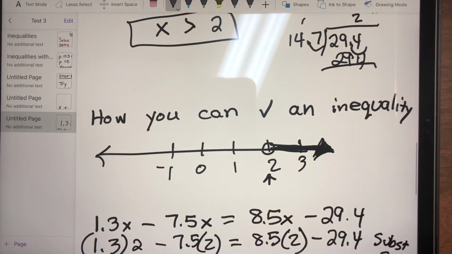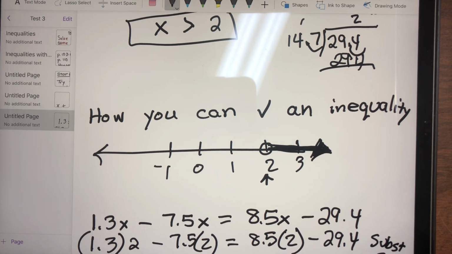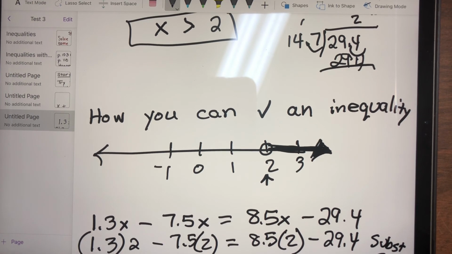Okay, so you should have something that looks like this, guys. Plug it back in. 1.3 times 2 minus 7.5 times 2 equals 8.5 times 2 minus 29.4. Now, folks, when you're doing these problems, please don't wait for me to put the next step up there. Y'all do the problems yourself.